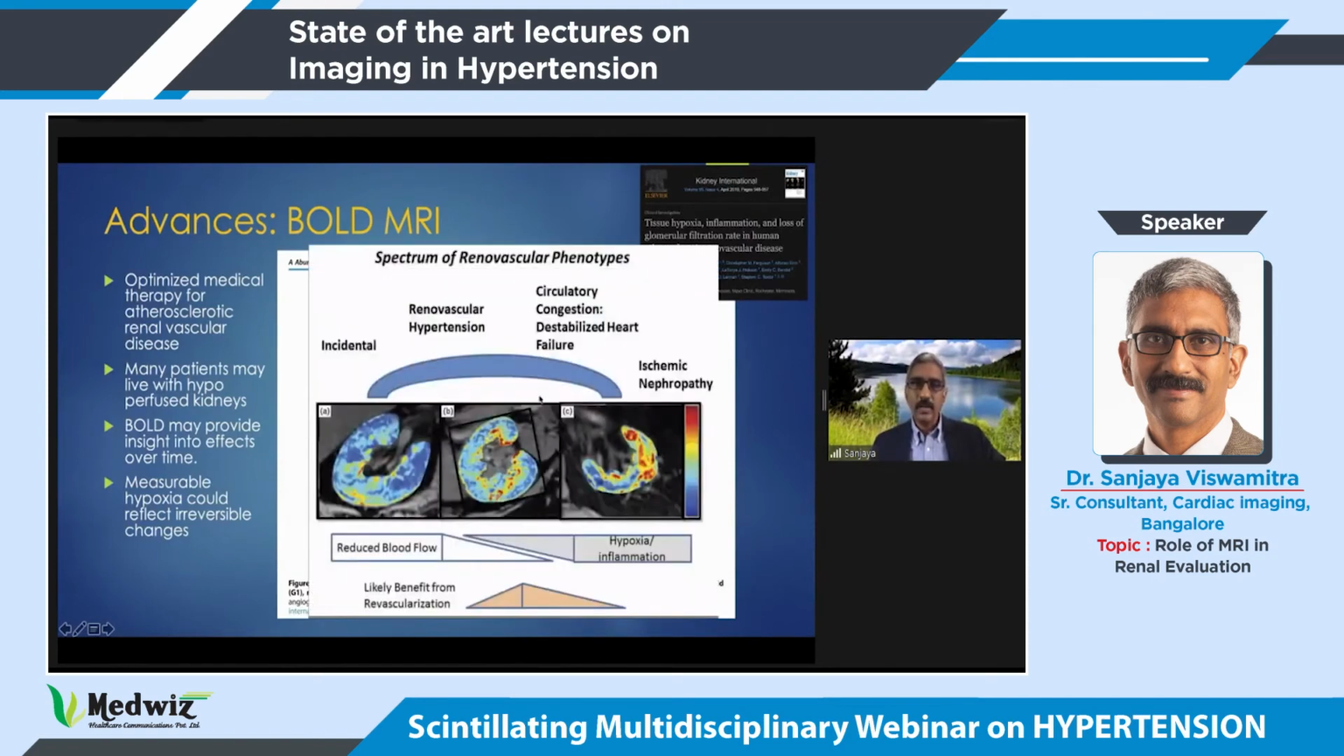One can then include this perhaps in the discussion about revascularization in these patients. The suggestion here is that based upon the differences and the phenotypes that you can see on BOLD imaging, one can then decide which is the optimal time to go in for an interventional procedure for revascularization, or which are the optimal cases in which one can use medical therapy.